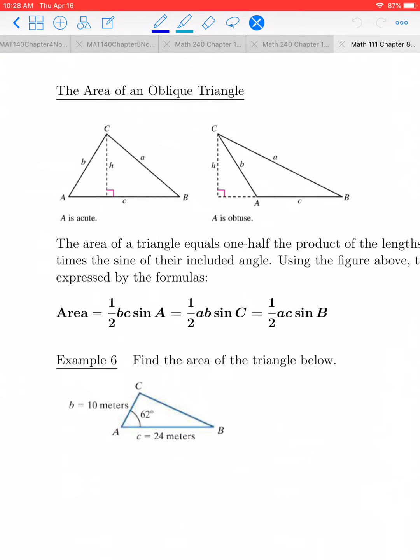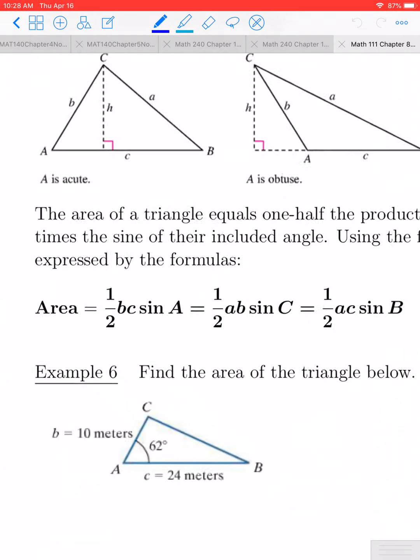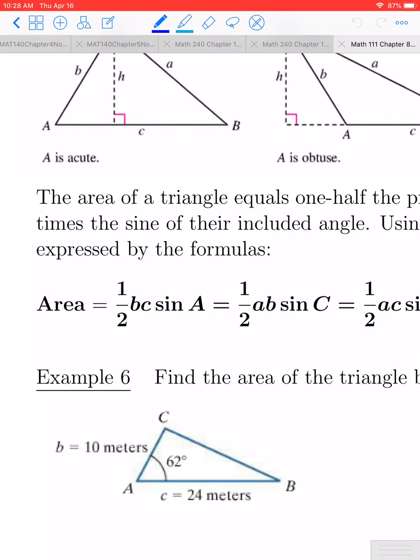The last thing we're going to look at is the area of an oblique triangle. If we have a right triangle, we know that the area is equal to 1/2 base times height. If we don't have a height or a right triangle, we can still find the area by taking 1/2 the product of two sides times the sine of the angle that forms those two sides.